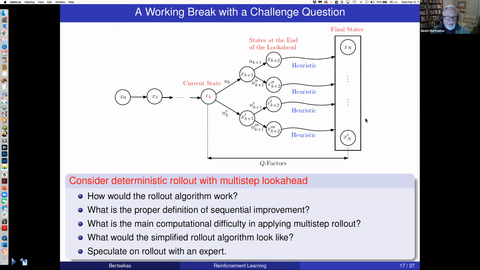Okay. So once we settle on the algorithm, what's the proper definition of sequential improvement?